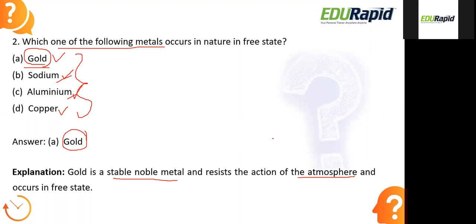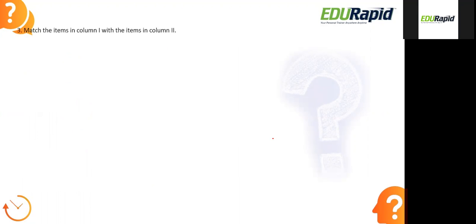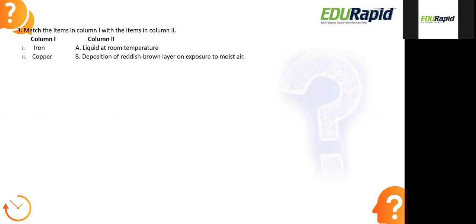Looking at the next question now. Match the items in column 1 with those of column 2. Under column 1 we have iron, liquid at room temperature; copper, deposition of reddish brown layer on exposure to moist air; potassium, can be cut easily with a knife; mercury, formation of greenish layer on exposure to moist air.